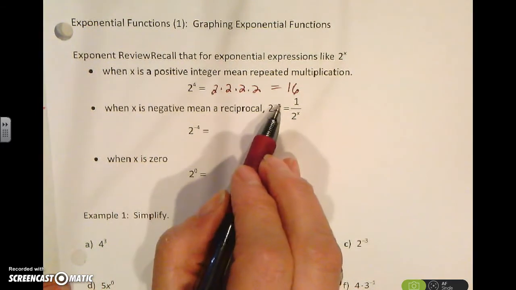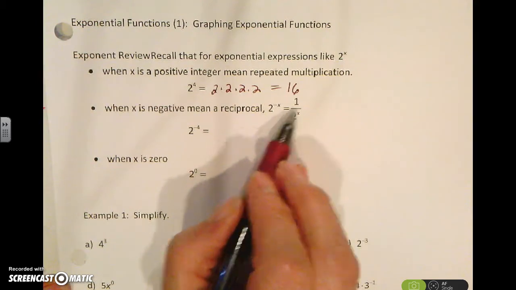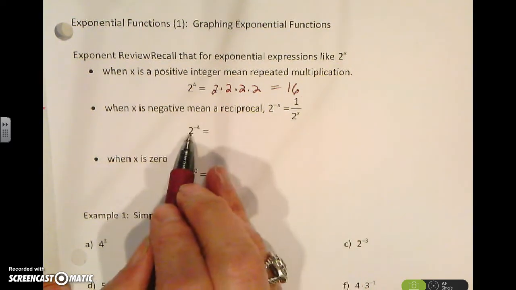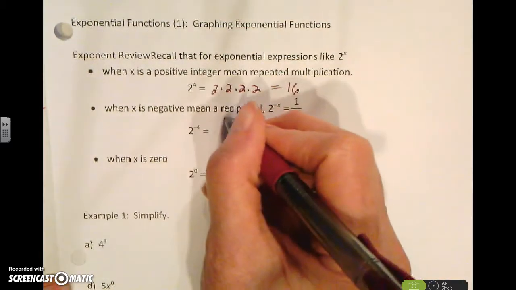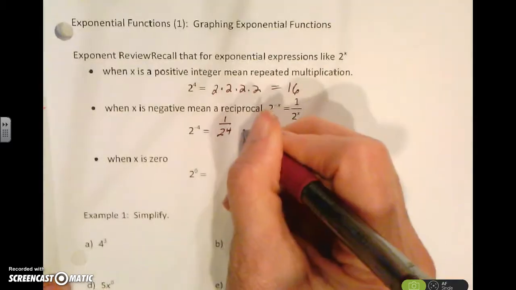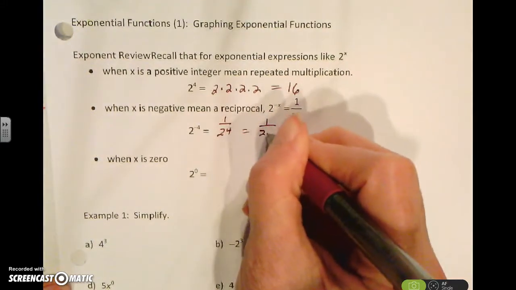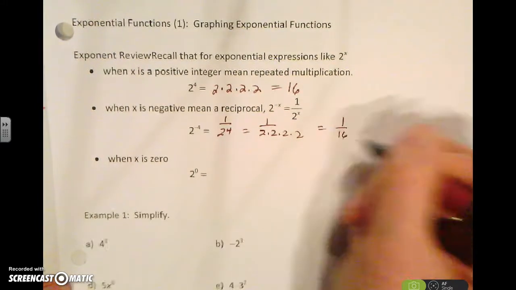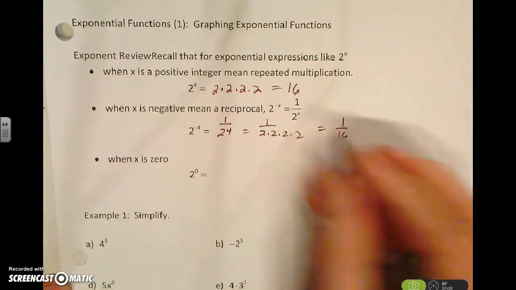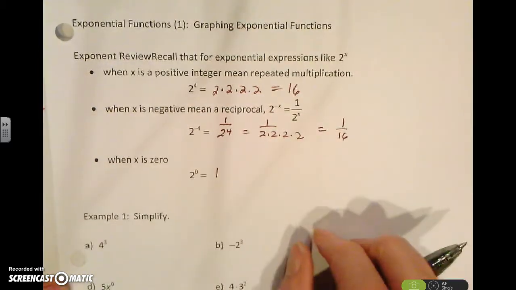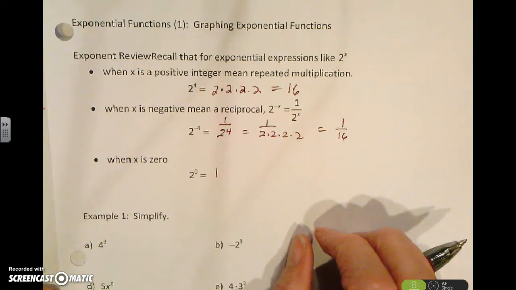So 2 raised to the negative x is rewritten as 1 over 2 to the positive x power. So if I have 2 raised to the negative 4th, it's going to be 1 over 2 to the 4th. And then that means the repeated multiplication, 2 times 2 times 2 times 2, and that becomes 1/16. And recall that when x is 0, 2 to the 0 is always equal to 1. Anything to the 0 power is 1.